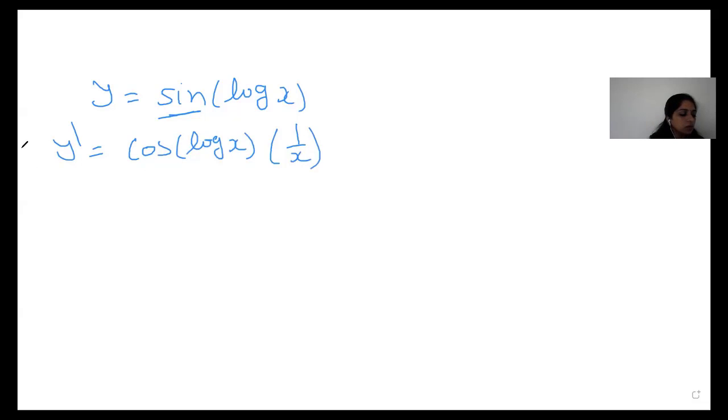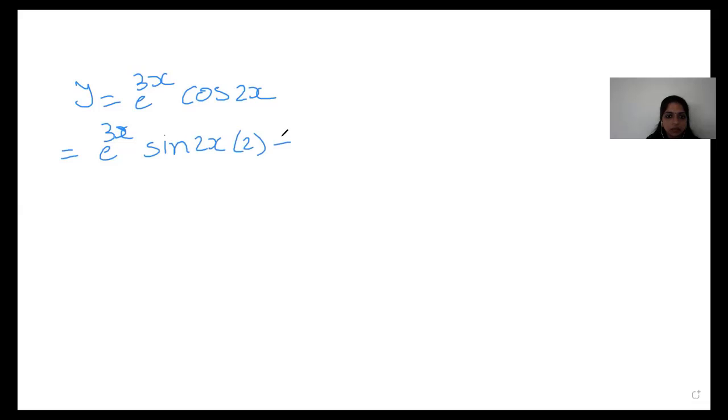Okay. Now, y equal to e raised to 3x into cos 2x. Yes, Tanvi. e raised to 3x into sine 2x into 2, plus cos 2x into e raised to 3x into 3.